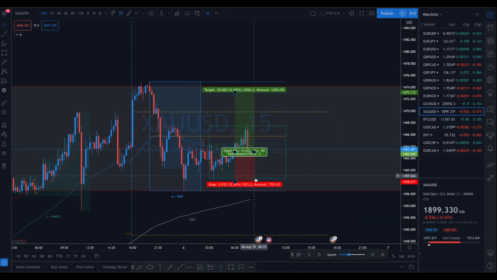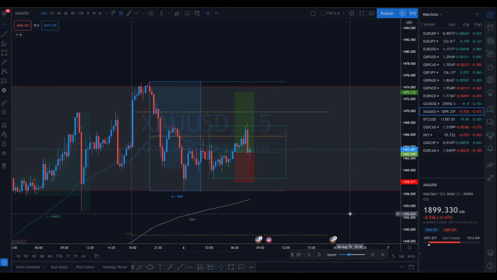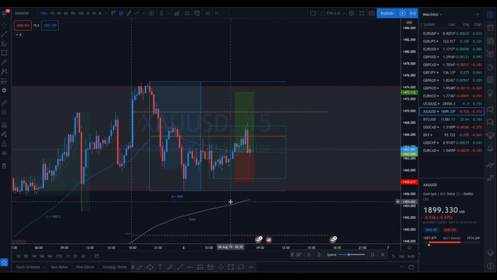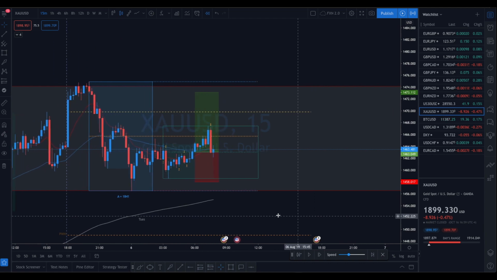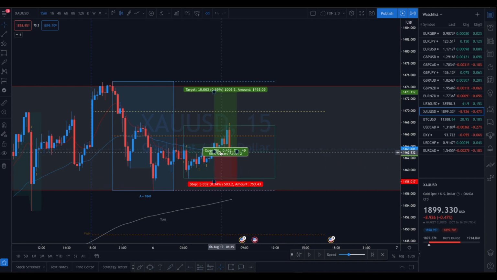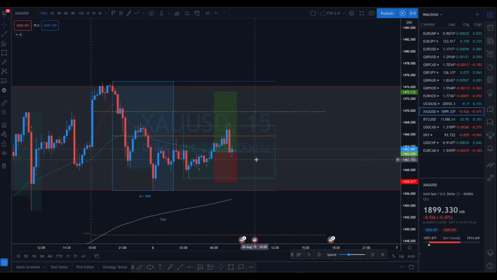Now, this big railroad track coming back down is kind of concerning because of the fact that it was so big. It took out a bunch of candles, maybe the last hour and a half of trading. So that's kind of concerning. If this trend continues, where it continues trading lower, then I might just get out of the trade and call it a break even or a small loss.